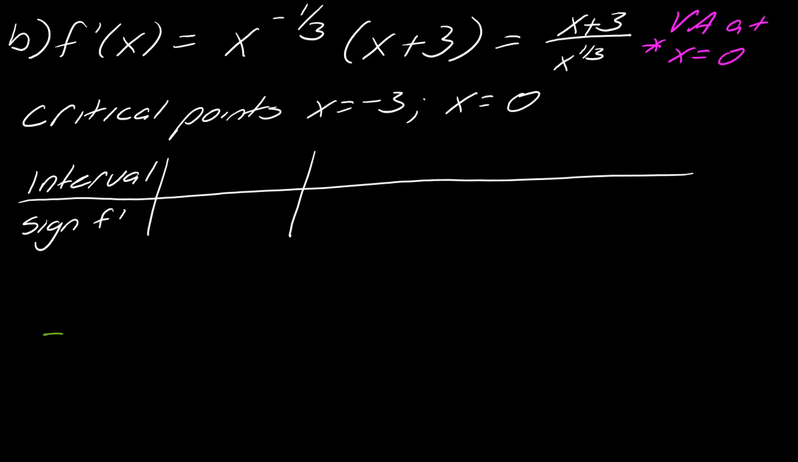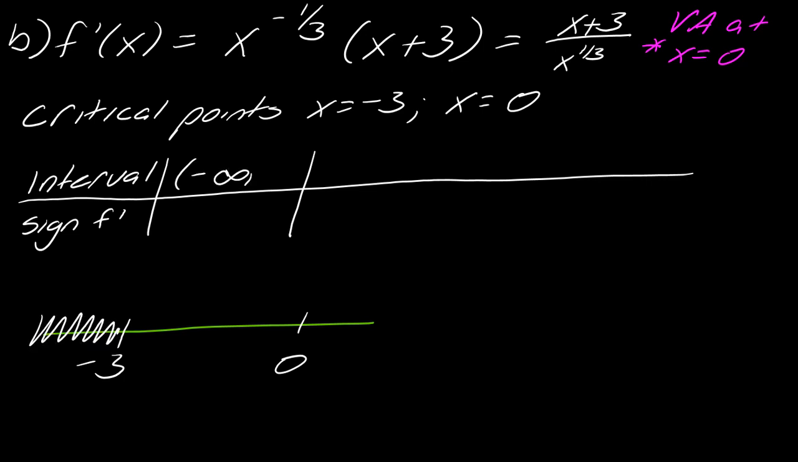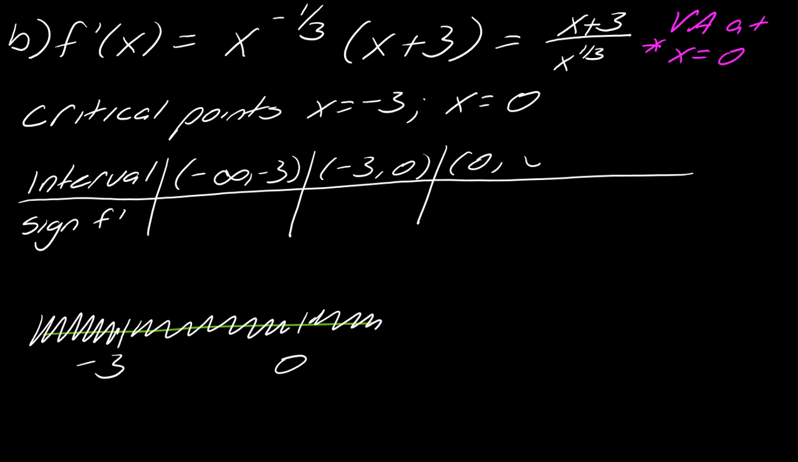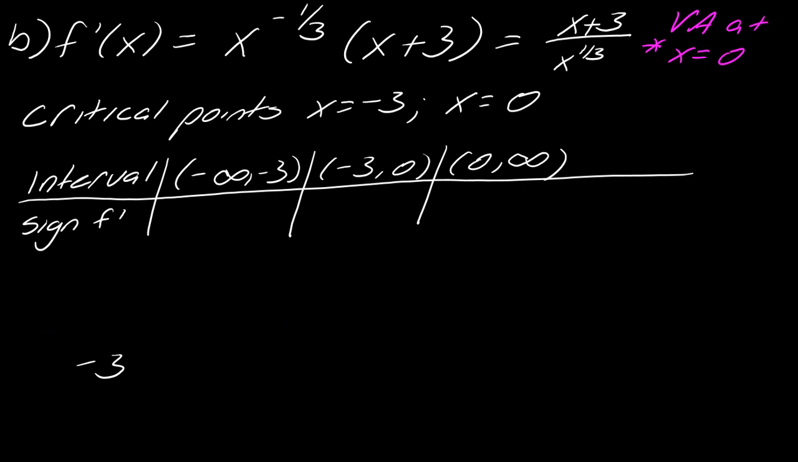Okay, so let me draw that number line again. I start here at -3, I go here to 0. One more time with feeling. So going from here to here, I go -infinity to -3. From here to here, this is -3 to 0. And then last but not least, 0 to infinity. So those would be my intervals. So now what I want you to do, if you haven't yet, is go ahead and fill in the sign of f prime and hit play when you're ready.